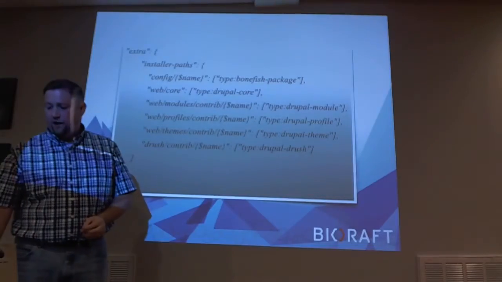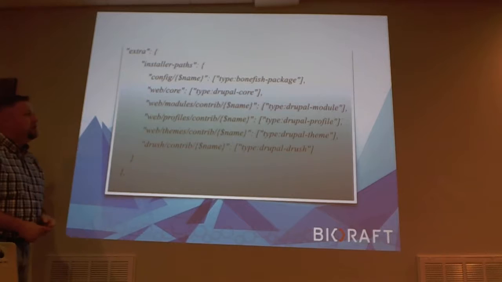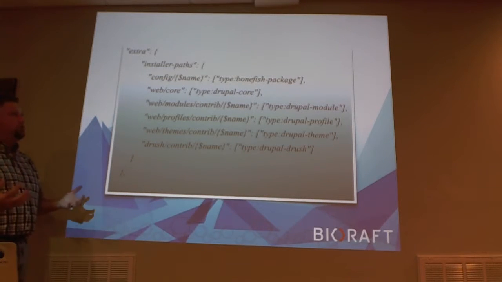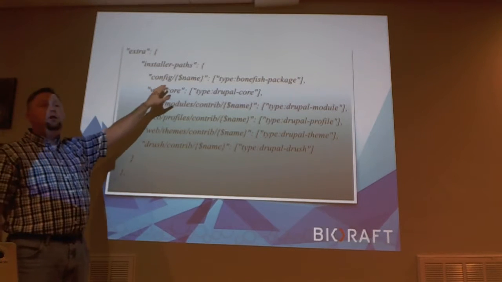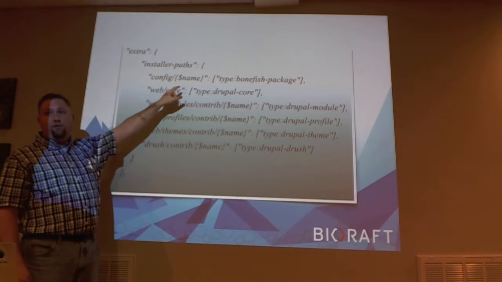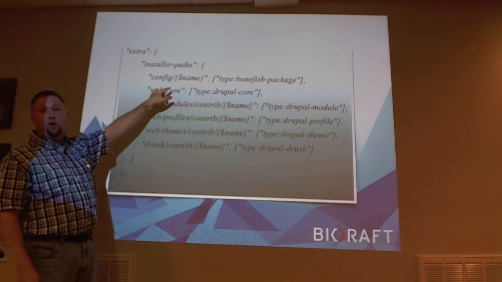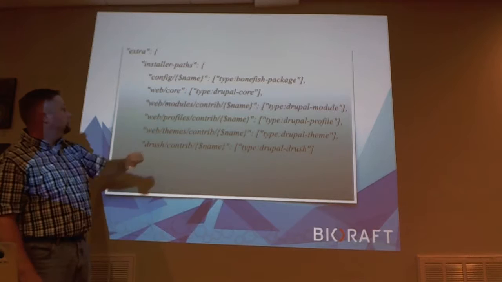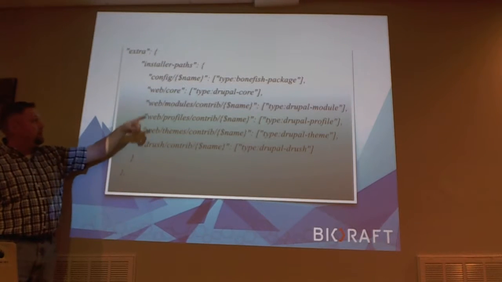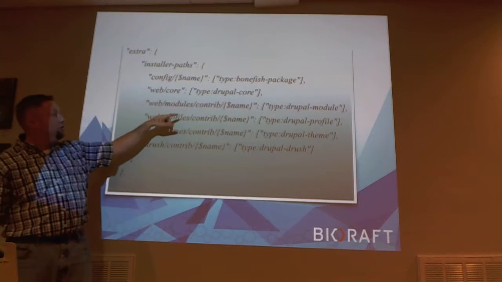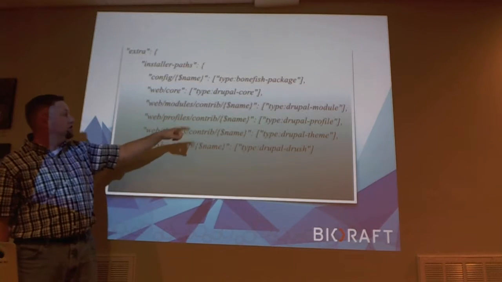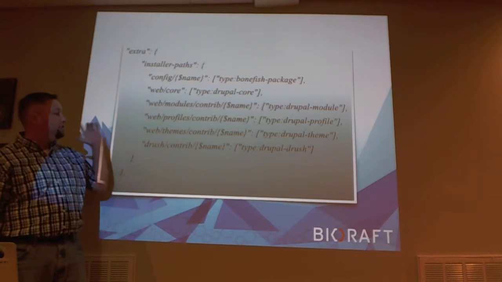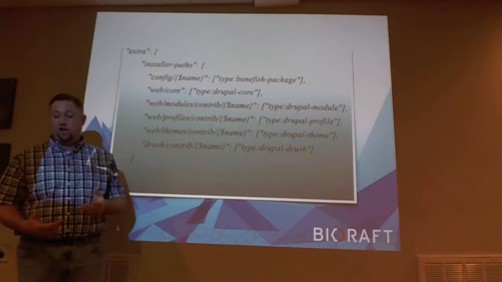And the magic of that is in this installer-paths. This is what tells it where to put the stuff. So our config is prefixed with this $name variable. So for our alpha, it knows where to put the config stuff for each individual site. Our core stuff goes in web/core. Our contrib modules go in web/modules/contrib. Our custom stuff goes in web/modules/custom.